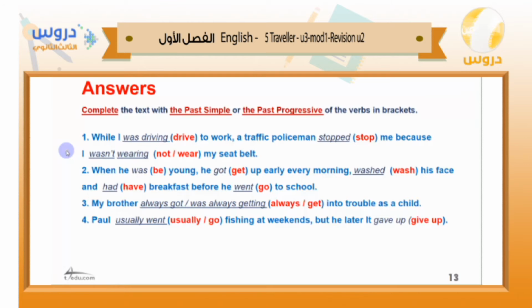All right, the right answer for number one is while I was driving. We are using past progressive here. While I was driving to work, a traffic policeman stopped me because I wasn't wearing my seat belt. Number two, when he was young, he got up early every morning, washed his face, and had breakfast before he went to school. My brother always got, you can say this, and also you can say, my brother was always getting into trouble as a child. And the final sentence, Paul usually went fishing at weekends, but he later gave up.